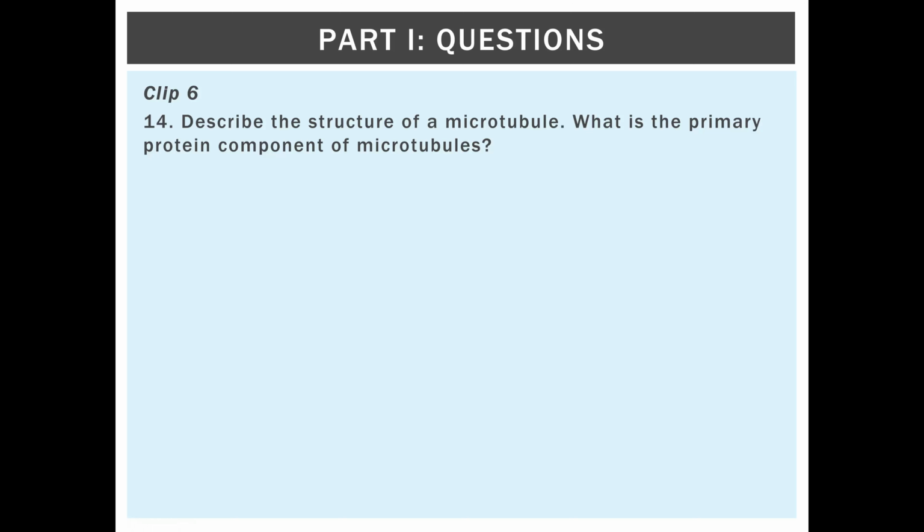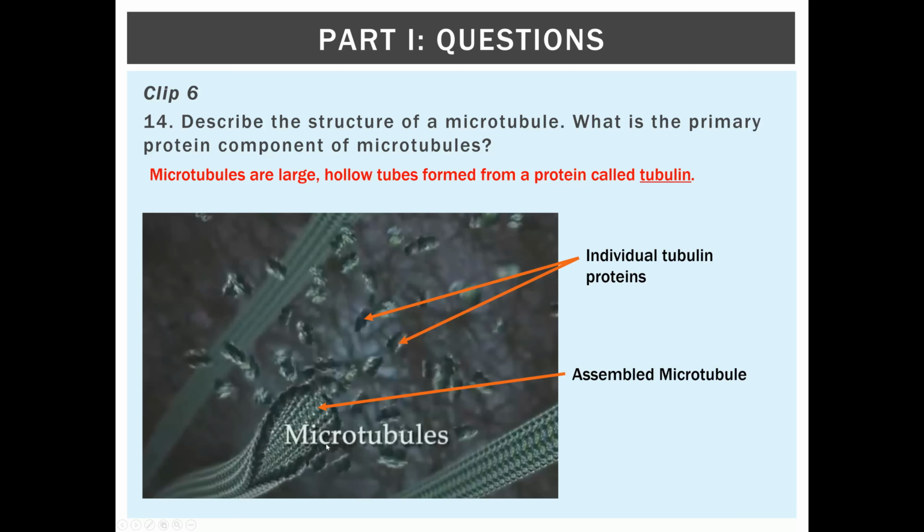Okay, so number 14, describe the structure of a microtubule. What is the primary protein component of microtubules? So microtubules are large hollow tubes formed from a protein called tubulin. And in the video, we saw the individual tubulin proteins that were coming together. We saw the assembled microtubule. Notice how it is larger than that actin filament we saw earlier and how it's hollow. So the tubulin actually comes together and circles around a hollow interior.